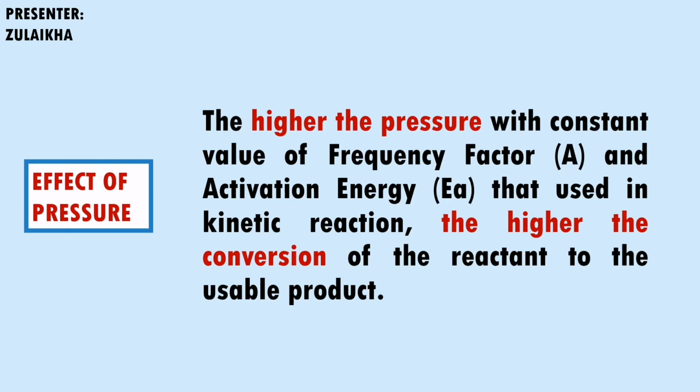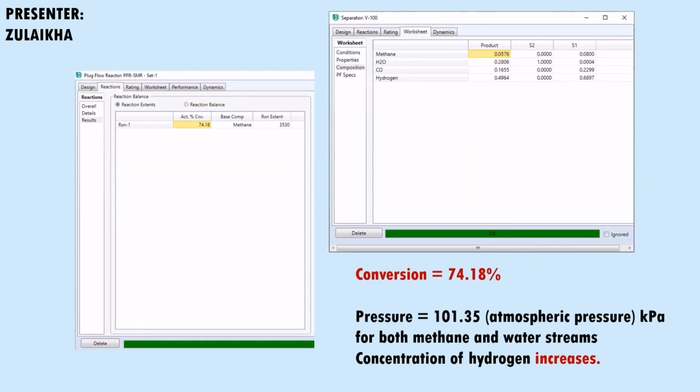Next, we go to the effect of pressure. What we have found is the higher the pressure, with constant values of frequency factor and activation energy used in the kinetic reaction, the higher the conversion of the reactant to the usable product and the desired hydrogen amount. How we analyze is we use two different pressures for both methane and water streams. In this slide, we use atmospheric pressure equal to 101.35 kilopascal, and what we get is a higher conversion. Also, the concentration of hydrogen is increased.